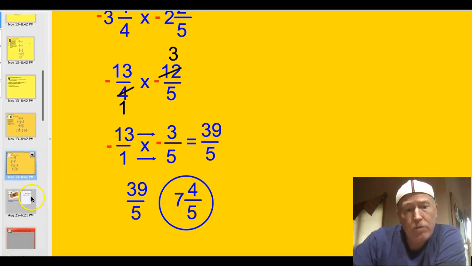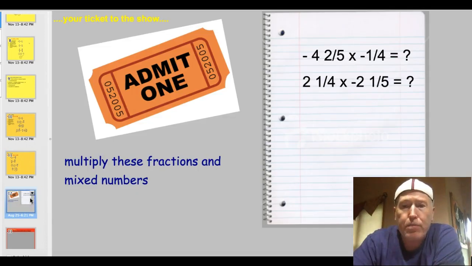Alrighty then. Let's go to the ticket to the show. Go ahead and try these 2 problems for tomorrow. Don't forget to turn them into improper fractions.